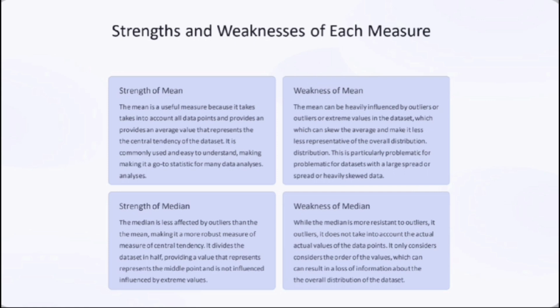And now, strength of median. The median is less affected by outliers than the mean, making it a more robust measure of central tendency. It divides the dataset in half, providing a value that represents the middle point and is not influenced by extreme values. Weakness of median. While the median is more resistant to outliers, it does not take into account the actual values of the data points. It only considers the order of the values, which can result in a loss of information about the overall distribution of the dataset.